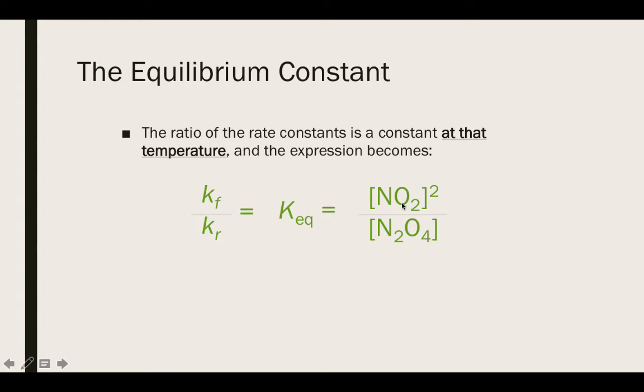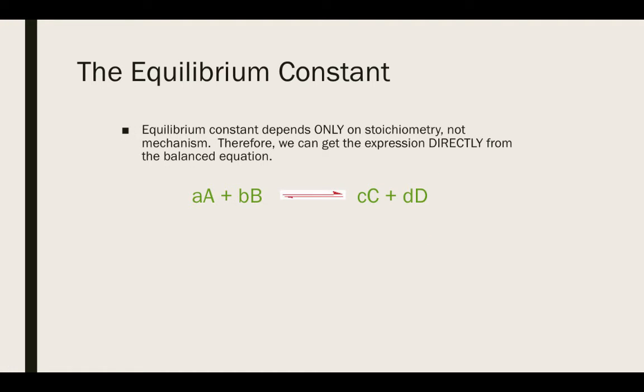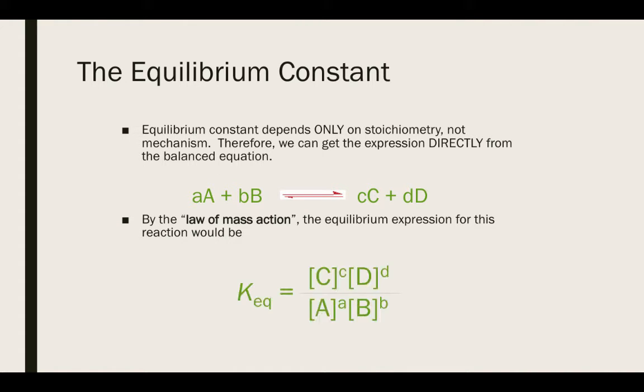The concentration of products raised to their coefficients divided by the concentration of reactants. So in sum, the equilibrium constant depends only on the stoichiometry of the reaction and not the reaction mechanism. Therefore, we can get the equilibrium constant and the equilibrium expression directly from the balanced equation. This is called the law of mass action, and again, it tells us that the equilibrium constant is equal to the concentration of products raised to their coefficients over the concentration of reactants raised to their coefficients.